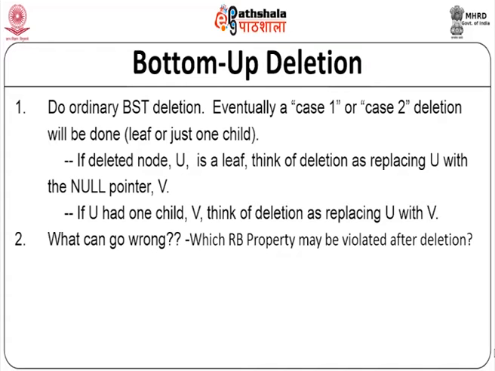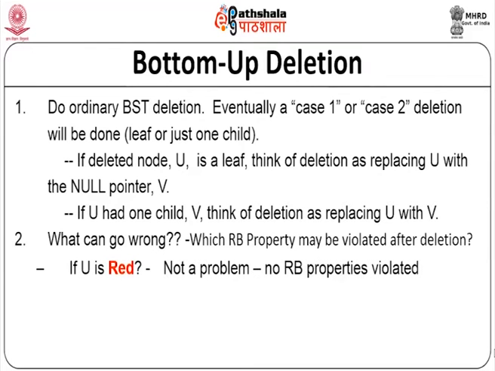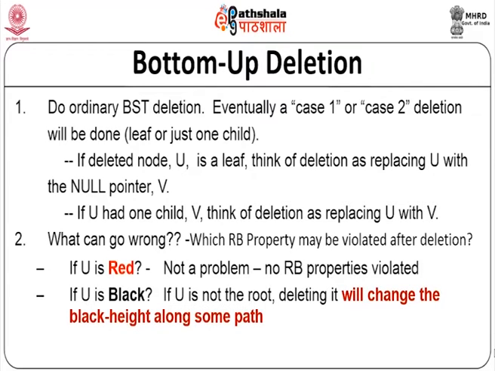What can go wrong? When this happens, that is case 1 and case 2, leaf and one child deletion, node being a leaf or node having one child, what happens in that case? Which RB property may be violated after deletion? That is the problem. If U is red, remember U is the child that replaces, it is not a problem because no RB properties are violated. But if U is black and U is not the root, deleting it will change the black height along the path. So, that is our problem.